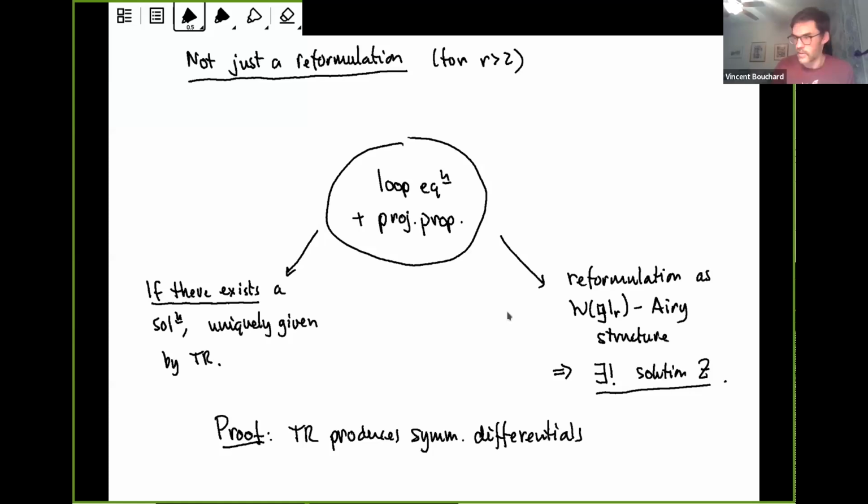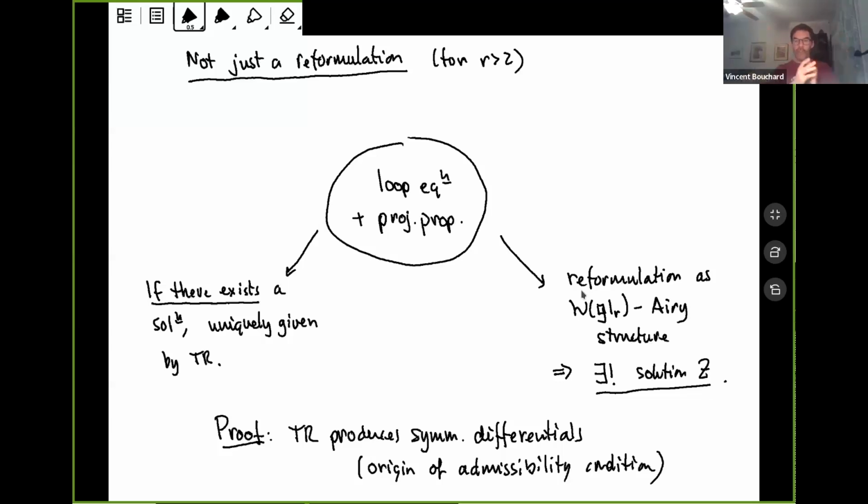This is a reformulation as W structures. So it produces symmetric differentials or correlators, but that's if you assume that the spectral curve is admissible, and this is in fact the origin of the admissibility condition. As I said before, this was not expected, but once you reformulate as ideal structures, as W(gl_R) constraints, you realize that you need to impose admissibility, otherwise you wouldn't get an ideal structure, and there would be no solution. So that's really the essence of the proof. All right, so that's pretty much it. So this is the bridge between the two constructions.